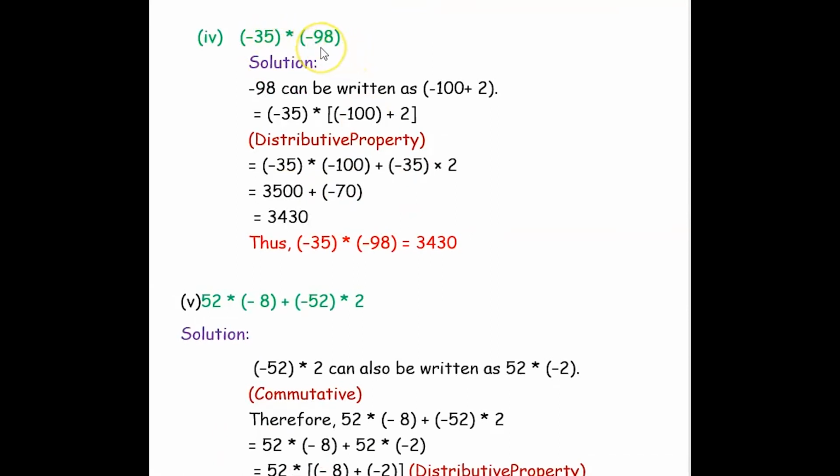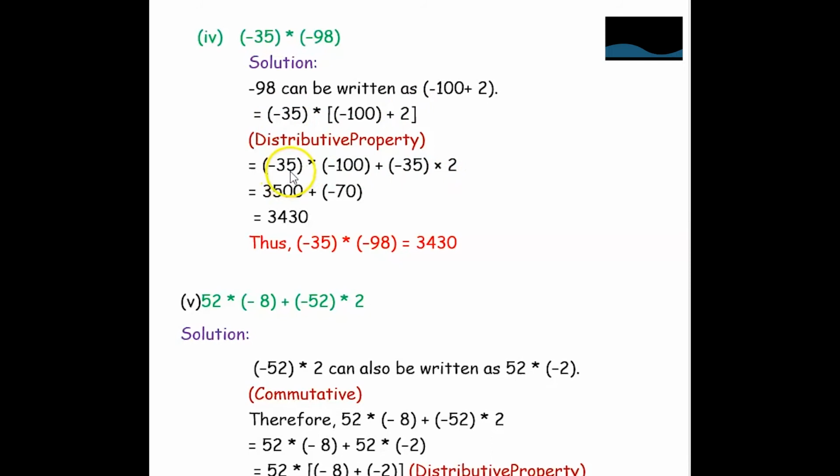Next example is negative 35 into negative 98. Here we can take negative 98 and rewrite it as negative 100 plus 2. So negative 35 into negative 100 plus 2. Using distributive property, we can write it as negative 35 into negative 100 plus negative 35 into positive 2.